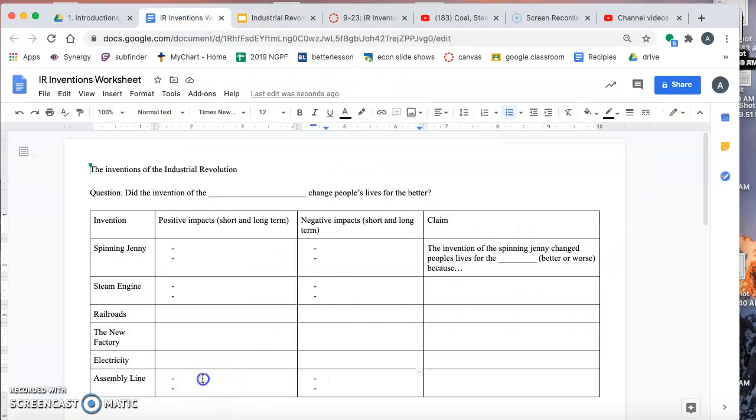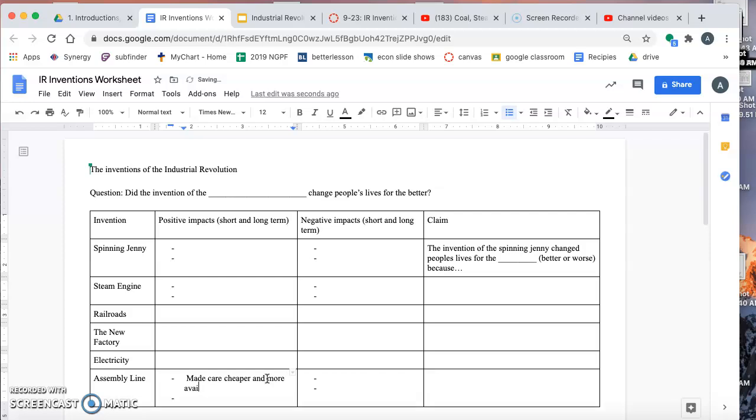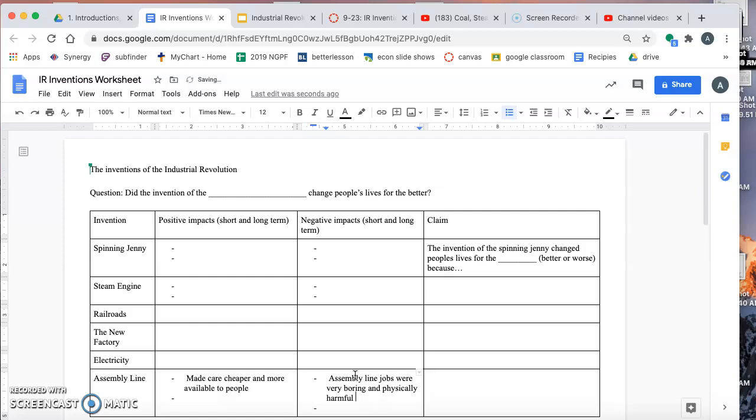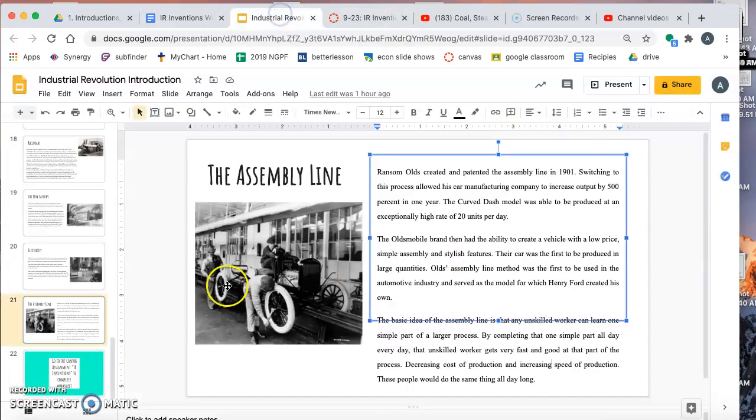So for example, the assembly line made cars cheaper and more available to people. But for the people who actually worked on the assembly line, jobs were very boring and physically harmful. Because, for example, with a car assembly line, this guy right here would just spend all day putting tires on, which is hard on your body, doing that same repetitive motion. So that would be a negative.